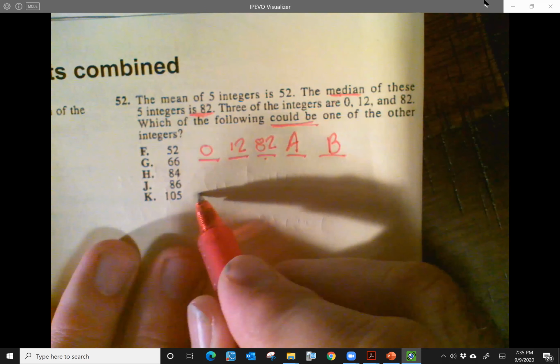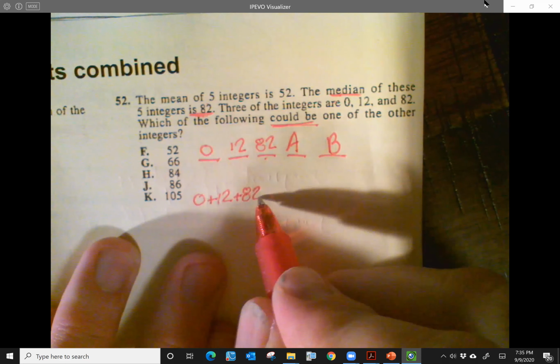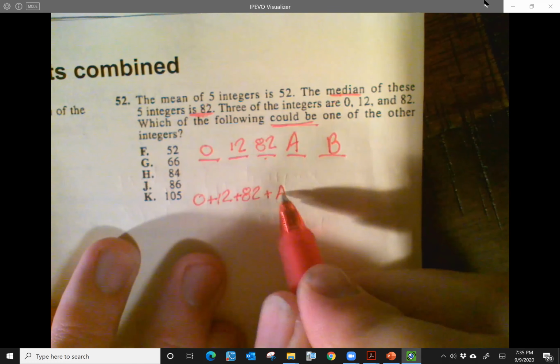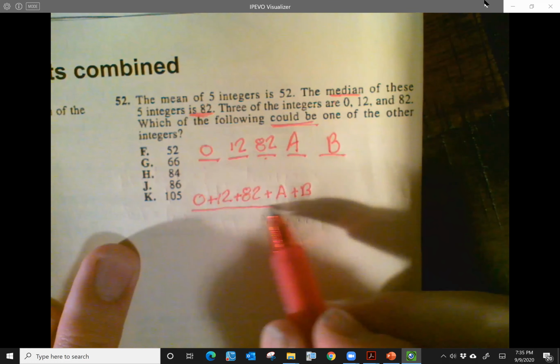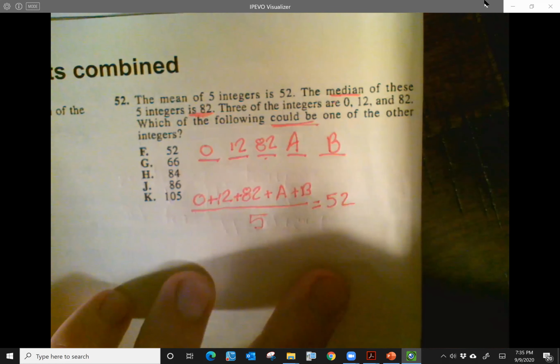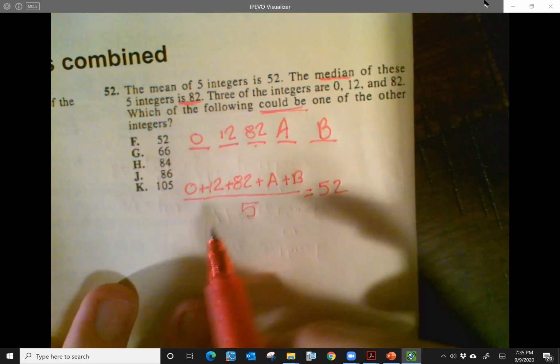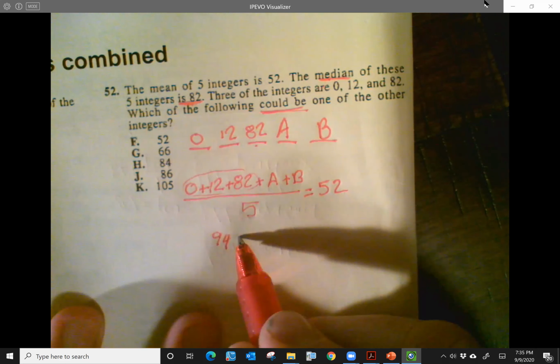Well, we're told that the mean is 52, right? So I'm going to add those numbers up, 0 plus 12 plus 82 plus A plus B. So there I've added them all up, and I have to divide by 5 because that's how to find the mean, right? And we're told the answer is 52. Well, if I add these numbers up here in the top, right, I get 94 plus the A plus the B, right?